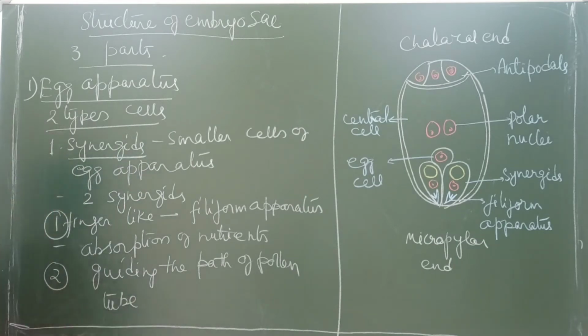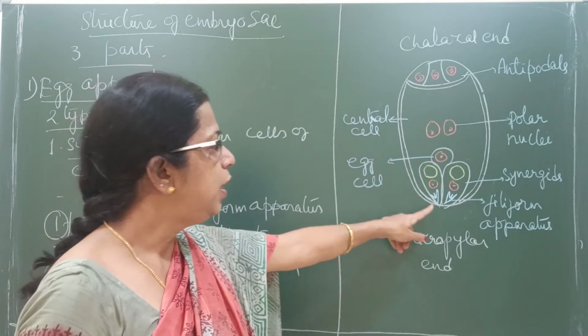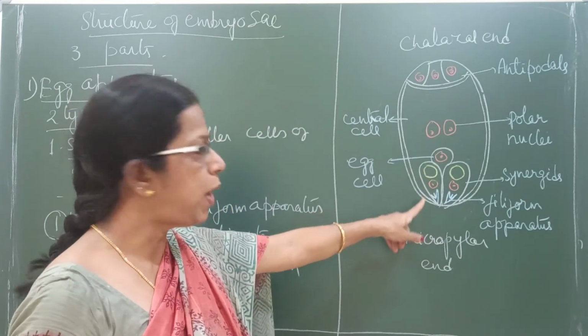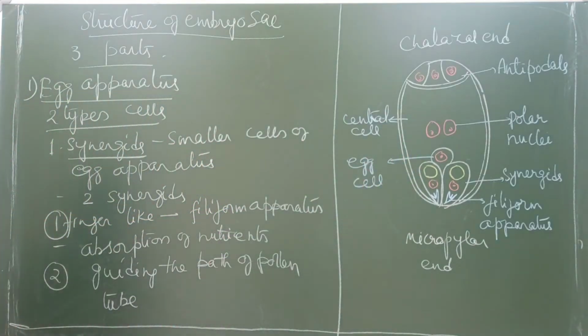When the pollen tube enters the embryo sac, it always enters through the micropylar end, passing through the synergids, and then reaches the center of the embryo sac. So the synergids help in guiding the path of the pollen tube. So there are two important functions: one is helping in absorption of nutrients, and the second is guiding the path of the pollen tube.